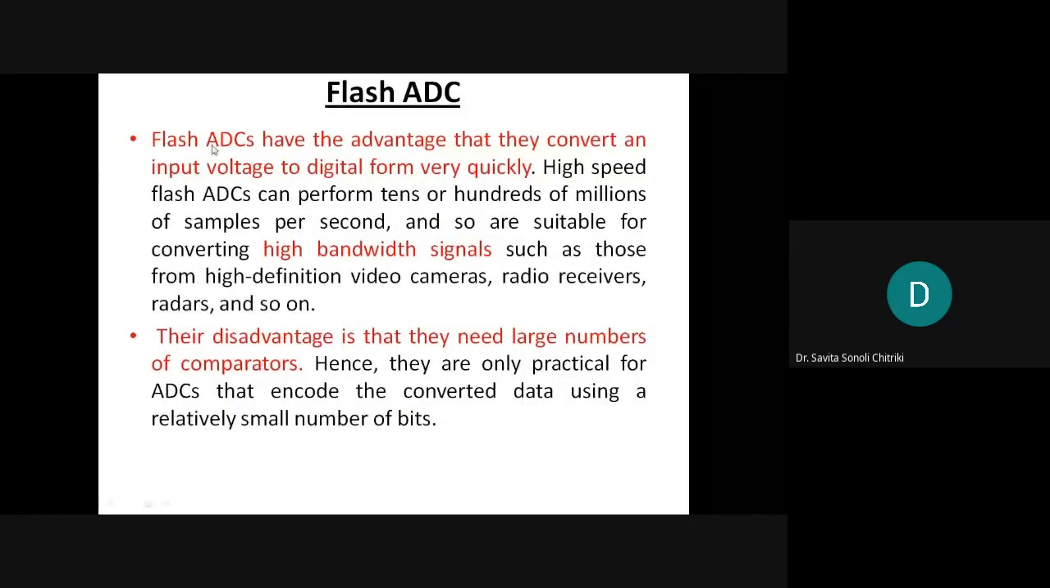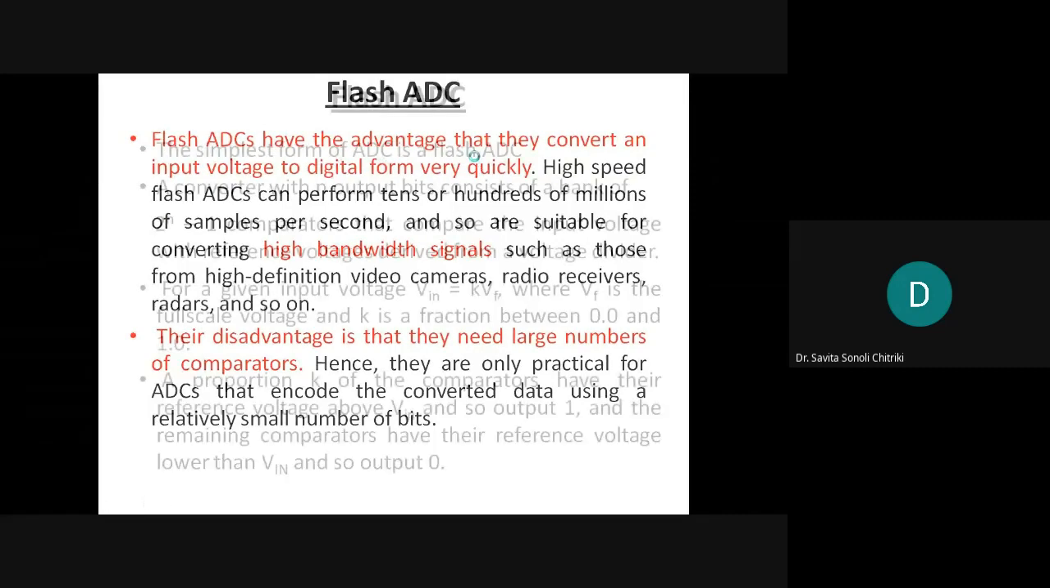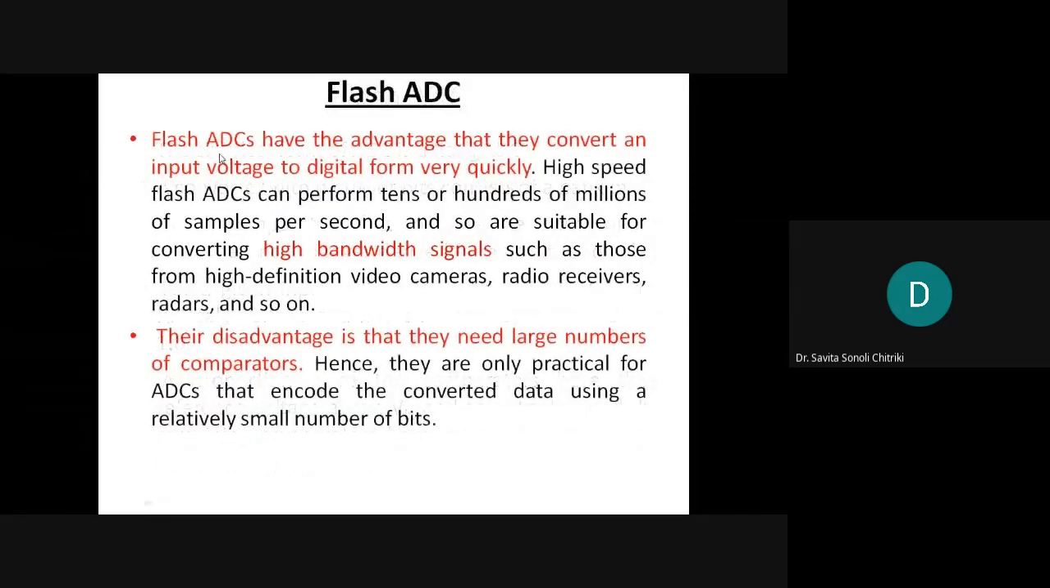Okay, flash ADCs have the advantage. What is the advantage of the flash ADC here? Flash ADCs convert an input voltage to a digital form very quickly. High speed flash ADCs can perform tens or hundreds of millions of samples per second. At that fast rate the samples are converted, and so they are suitable for converting high bandwidth signals such as those from high definition video cameras.